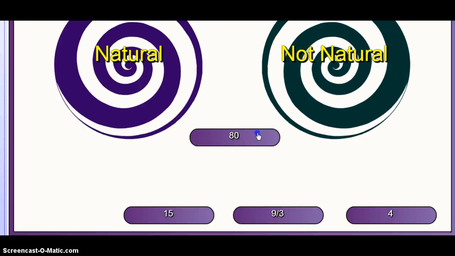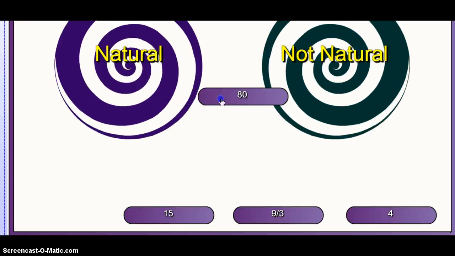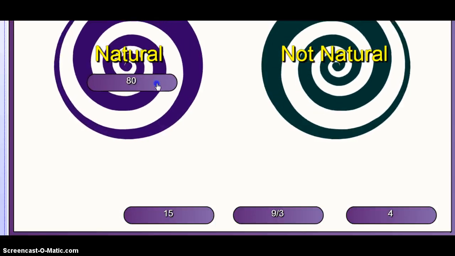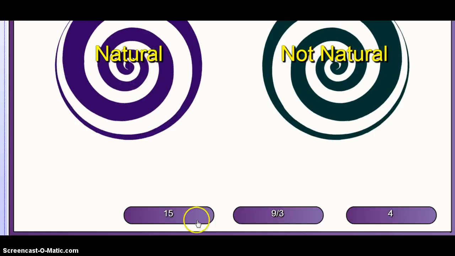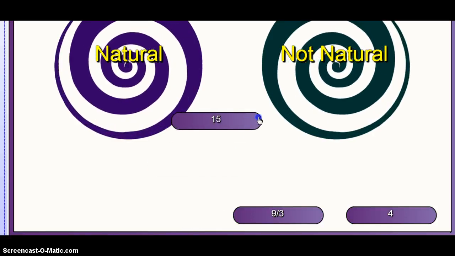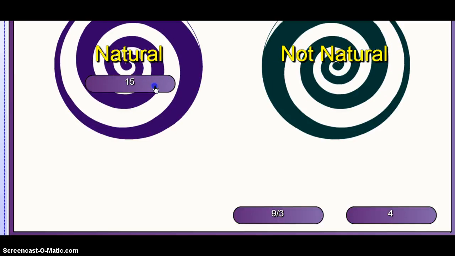Alright, let's go to 80. What do you think of that one? That will be natural. Even though it's a big number, if you were to start at 1 and count up to infinity, you would land on 80, so that's natural. 15. This will also be natural.